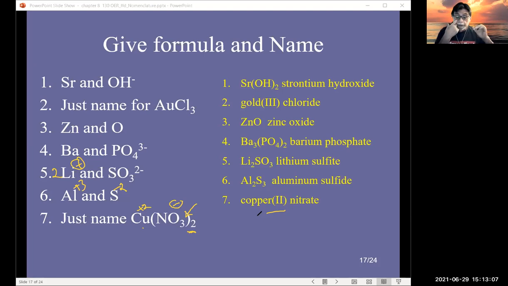Okay. And again, you can do a lot of mix and match here. Strontium chloride, you can mix up the strontium with the chloride or the oxide or the phosphate or the sulfite or the sulfide or the nitrite. Okay, and then vice versa, take the gold with the hydroxide, gold with the oxide, et cetera, et cetera. So your database of compounds is slowly being built up.